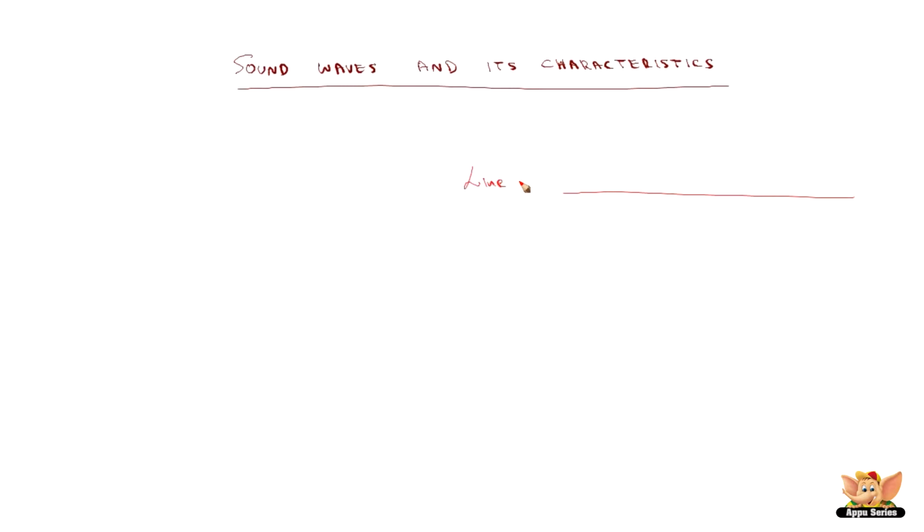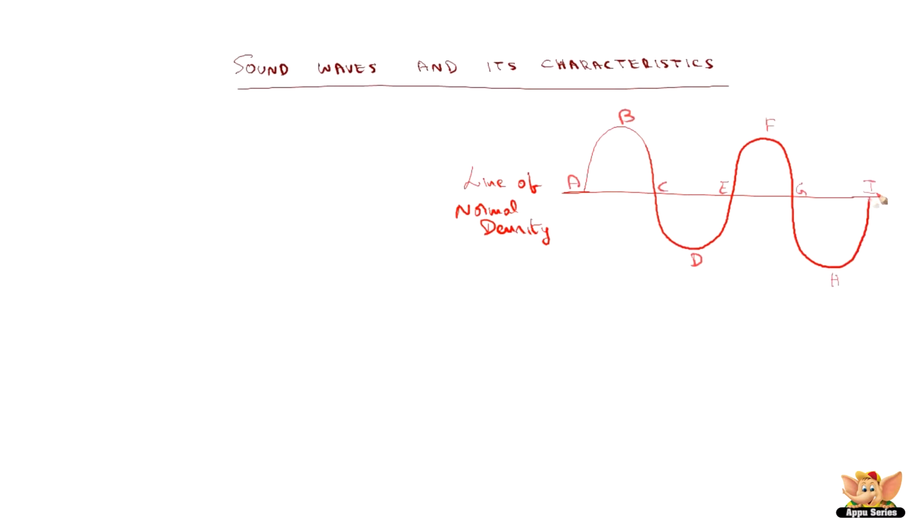So this is a line of normal density. Remember, the sound wave is full of higher density and lower density with respect to the normal density. So we start with the line of normal density, and the wave with its crests and troughs, or we can call it compressions and rarefactions. So the BF are the compressions, which have higher density, and DH are rarefactions, which have the lower density.